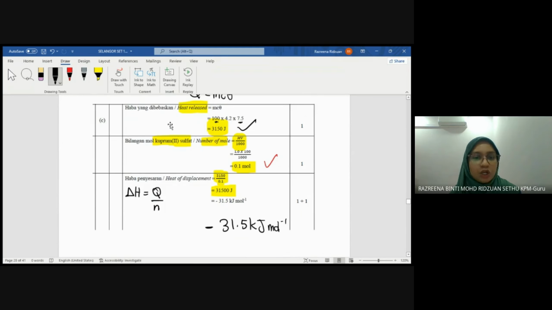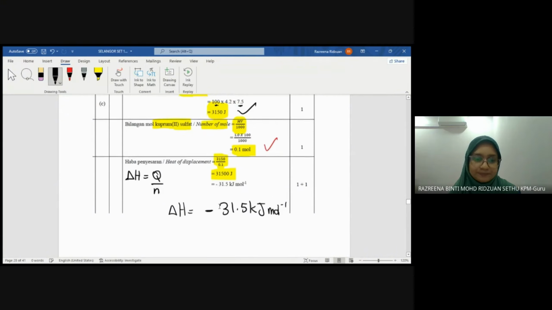How do you know? You look at the temperature change. Temperature increase, that means heat is released. Heat is released, it is exo. Okay, so this is your delta H.